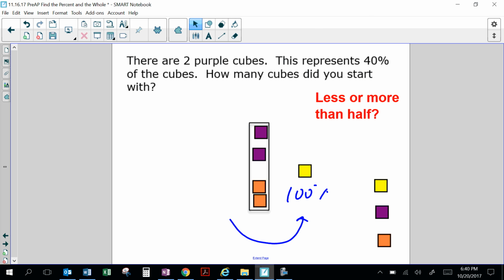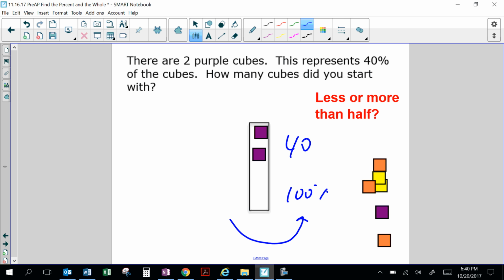Here is the shortcut. We knew there's 2 purple cubes. It represents 40%, a little less than half. Do we know how many cubes we started with, the whole part? Well, we can find out. To turn 40% to 2, you divide both numbers by 20. 100% divided by 20 is 5. That's how I could have done it without guessing and checking and plugging.